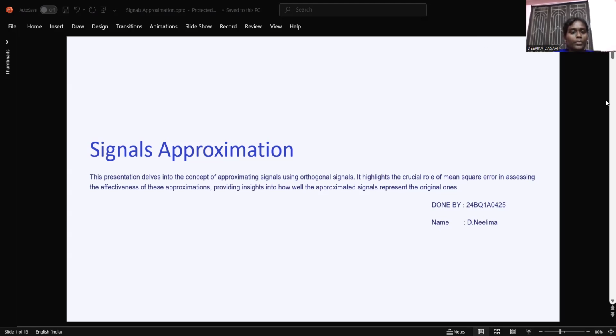Today I am going to explain about signals approximation. This presentation delves into the concept of approximating signals using orthogonal signals, and it highlights the crucial role of mean square error in assessing the effectiveness of these approximations, providing insights into how well the approximated signals represent the original ones.